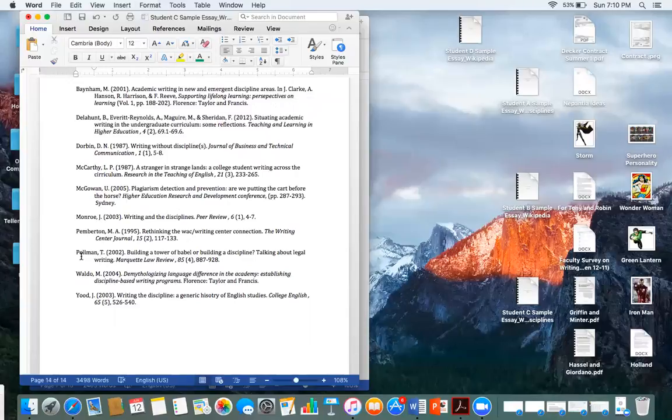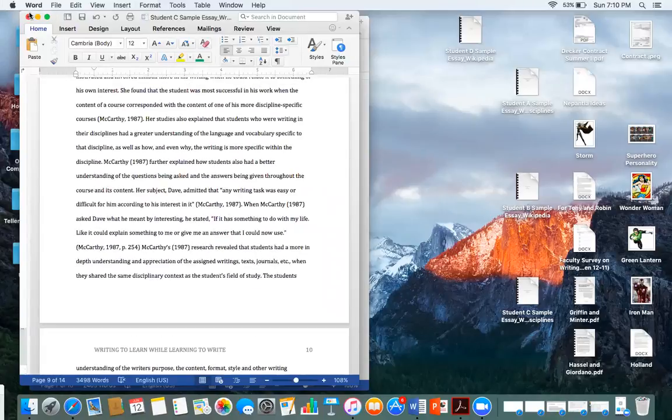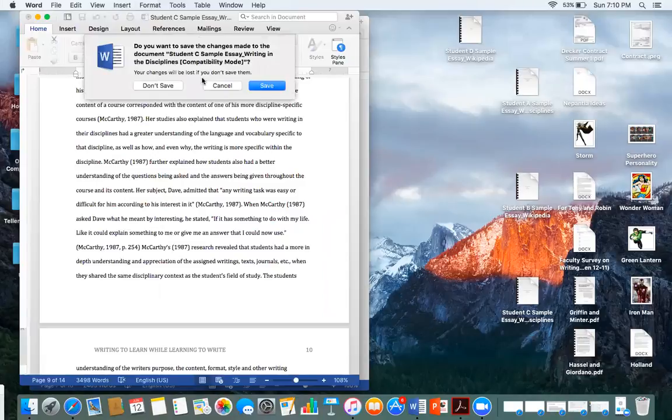And again, look at these references. See if there's something that you might be able to borrow. Go find for yourself. Maybe you're going to want to use Yude. That looks like a pretty good one, Writing the Discipline, A Generic History of English Studies, right? Okay, so that is student C. And again, that was a Writing in the Disciplines class.